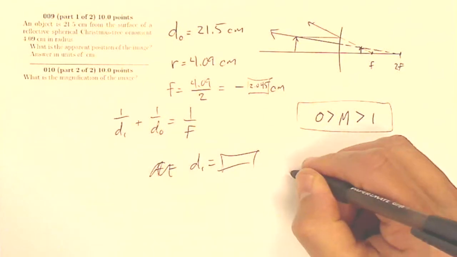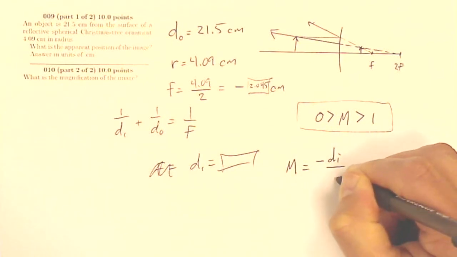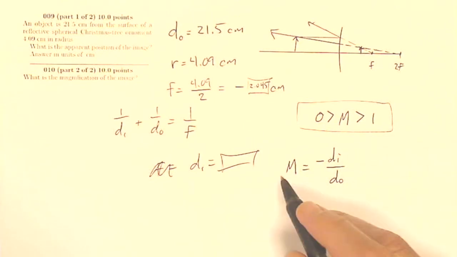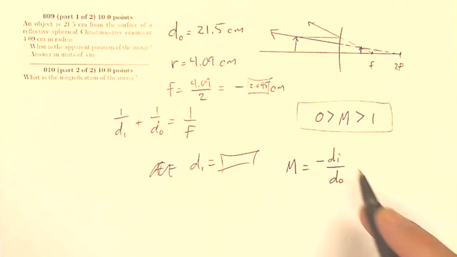And to find the magnification, it's going to be negative di over do. So I'm going to get a negative number here. Negative, that would make it positive, and that divided by a positive number will give me a positive number for the magnification, somewhere between 0 and 1.